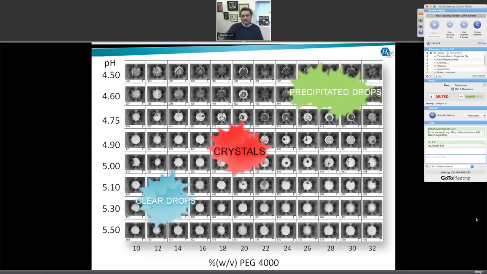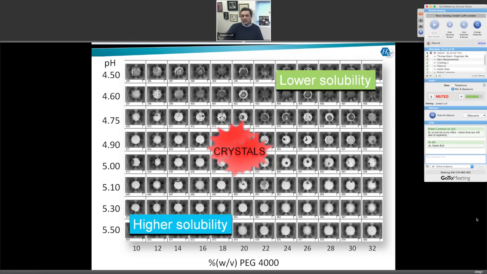Okay, so when you look at this, this is really a simple phase diagram. It's relatively coarsely sampled, but you can think of the whole thing now in terms of solubility. So you have lower solubility of the protein up here where the precipitated drops are forming. Right, the protein's coming out of solution so that it can reach a state of equilibrium. So you have a lower concentration of protein in these solutions that surround this precipitate. You have higher solubility down here where you've got the clear drops because all of the protein is in solution. It's perfectly soluble. And then you've got these crystals that are forming between the two boundary zones.